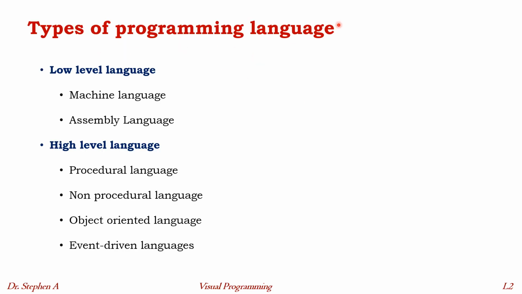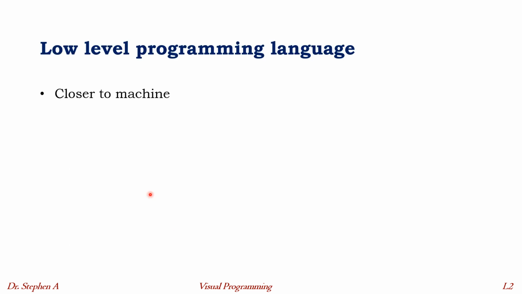What types of programming languages are there? There are two types: one is low-level language, another is high-level language. Under low-level language, there are two types: machine language and assembly language. Under high-level language, there are four types: procedural language, non-procedural language, object-oriented language, and event-driven programming language.